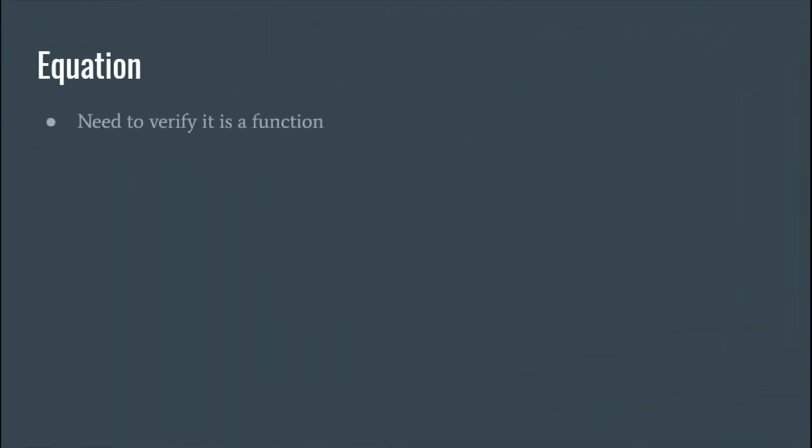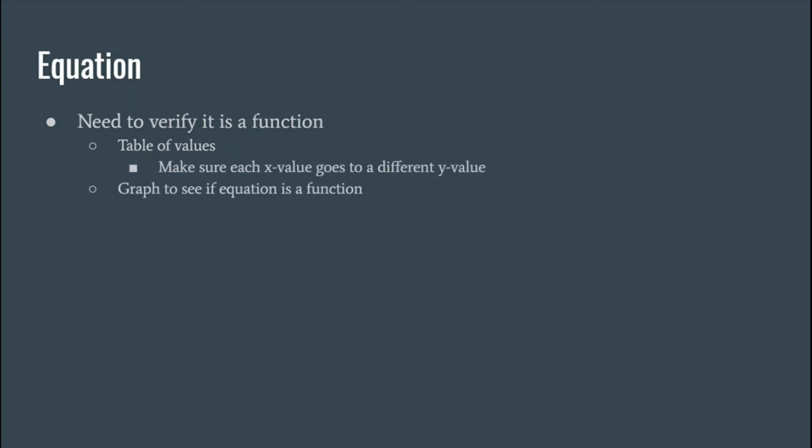So here we go. You're familiar with equations, and the problem with something being an equation is that we need to verify it's a function. There's a couple ways we can do it. One way is by making a table of values. When we make a table, we want to make sure that each x value goes to a different y value. The other way we can do it is to create a graph to see if it's a function.